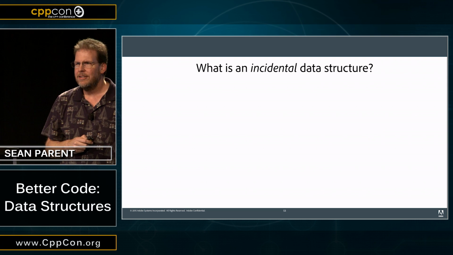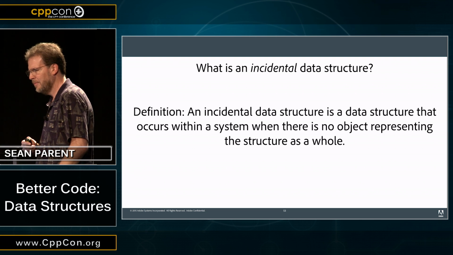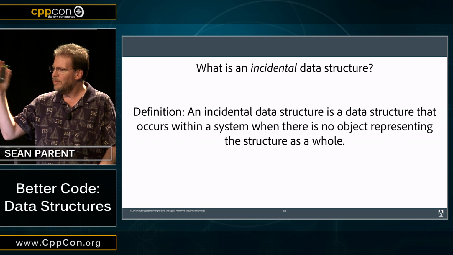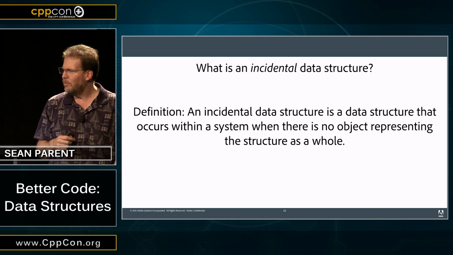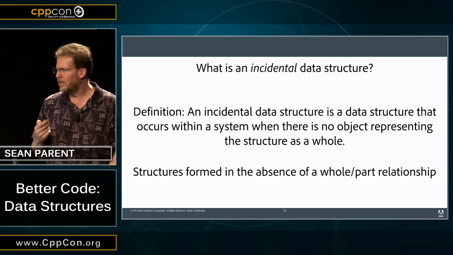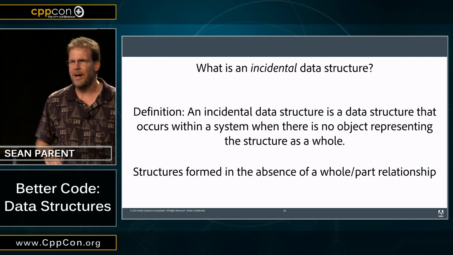So what is an incidental data structure? Well, an incidental data structure is a data structure that occurs within a system where there is no object representing the structure as a whole. Or put another way, it's a structure formed in the absence of a whole-part relationship. It is not a composite object.